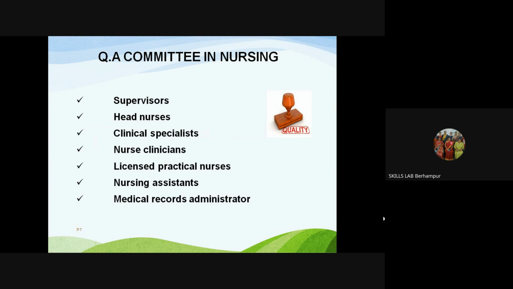Then there is the quality assurance committee in the nursing profession. The quality assurance committee comprises supervisors, head nurses, clinical specialists, nurse clinicians, licensed practical nurses, nursing assistants, and a medical records administrator. These are all available in the quality assurance committee in nursing.